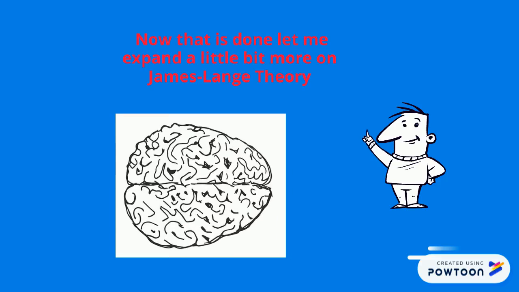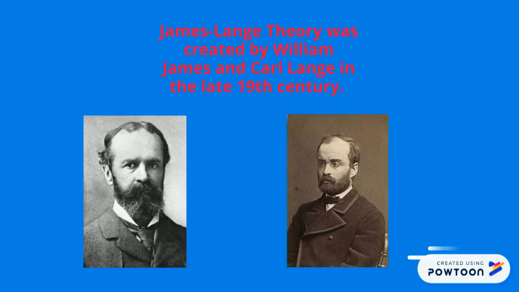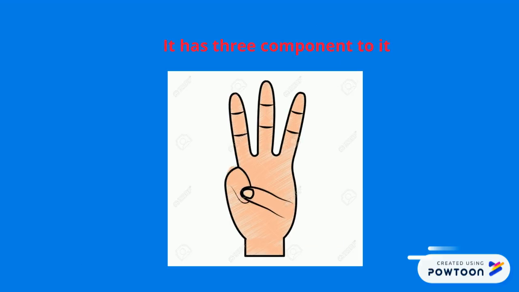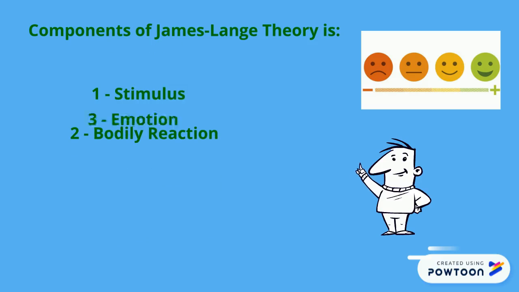Now that is done, let me expand a little bit more on the James-Lange theory. The James-Lange theory was created by William James and Carl Lange in the late 19th century. It has three components to it. The components of the James-Lange theory of emotion are stimulus, bodily reaction, and emotion.